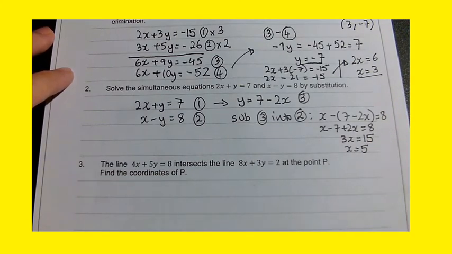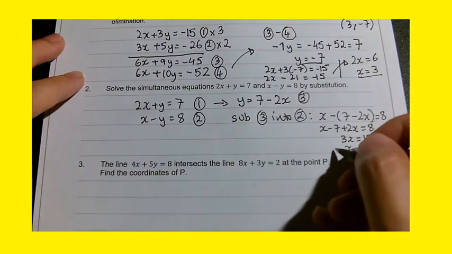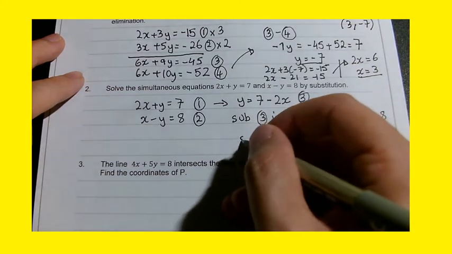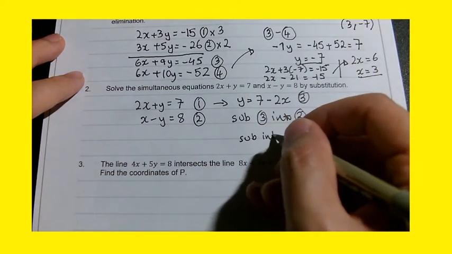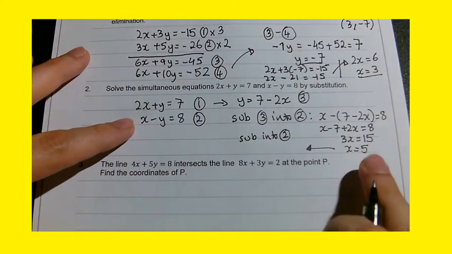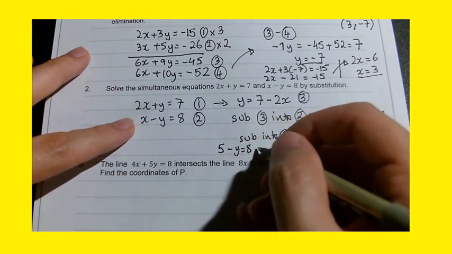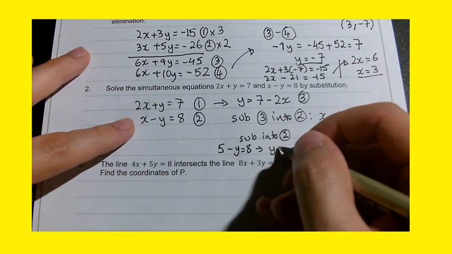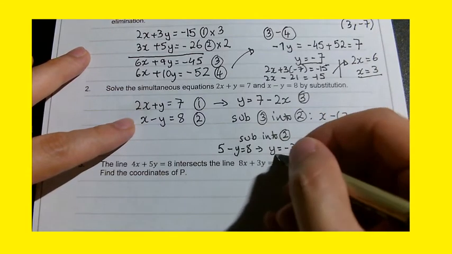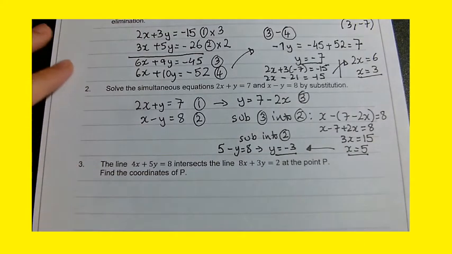But I don't only want x, I want y as well. So I'm going to sub x equals 5 into equation 2. So 5 minus y equals 8, and with a bit of work, you'll get that y is equal to minus 3. So x equals 5, y equals minus 3. So that's substitution.